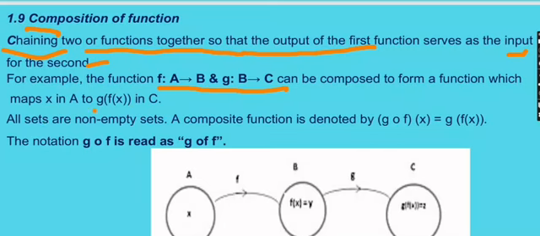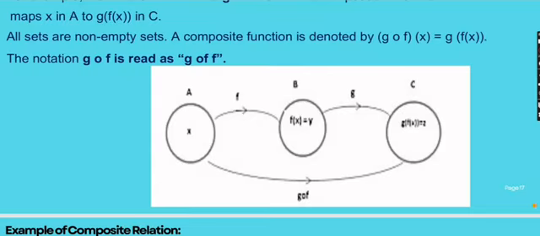See, g of f of x. Please remember this one: g of f of x. I will explain with the diagram. The general representation of g of f is this one. g of f is read as g of f of x. Can you follow? This is a simple notation of this statement. Before discussing this diagram, we'll go through an example, then you'll be able to understand very easily.